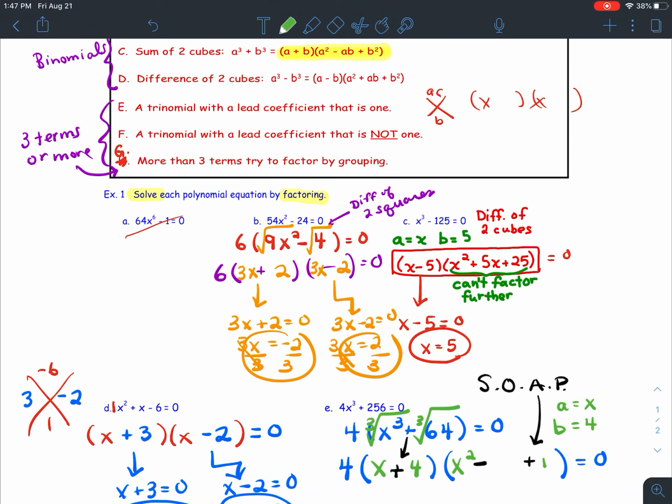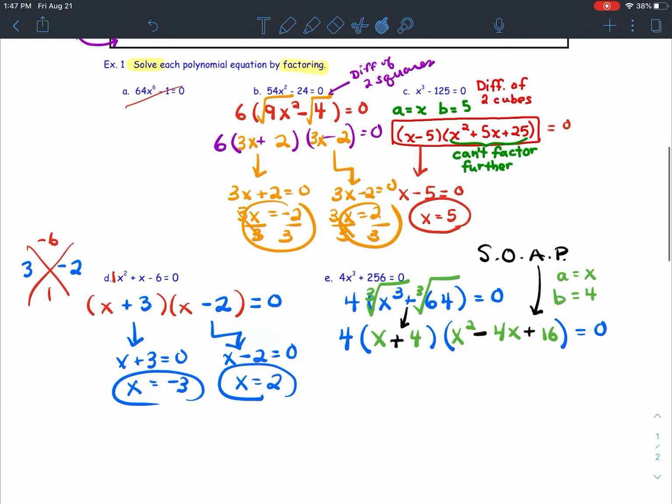Okay. Then we fill in a squared in the front, b squared in the back. That would be an x squared here and a 16 there. And in the middle, I'm multiplying a and b together. So that would be a 4x. Okay, now remember this was an equation, so we're needing to set factors that have variables in them equal to 0. Now I do have 3 factors here.